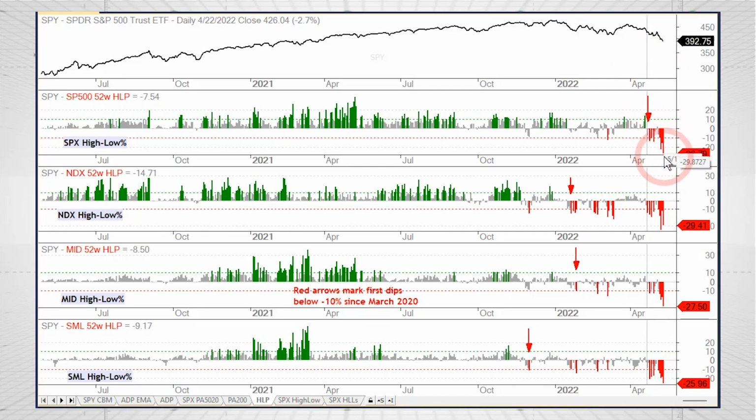And then you can see that new lows have seriously expanded because all of these are at minus 25% or lower. And what does that mean? Well, that means 25% or more of stocks in each of these indexes are recording 52-week lows. And if you're recording a 52-week low, you're in a strong downtrend, you're leading the market lower, and you're pulling the index lower. So over a quarter of stocks in each of these indexes is hitting a 52-week low, and that is very bearish.